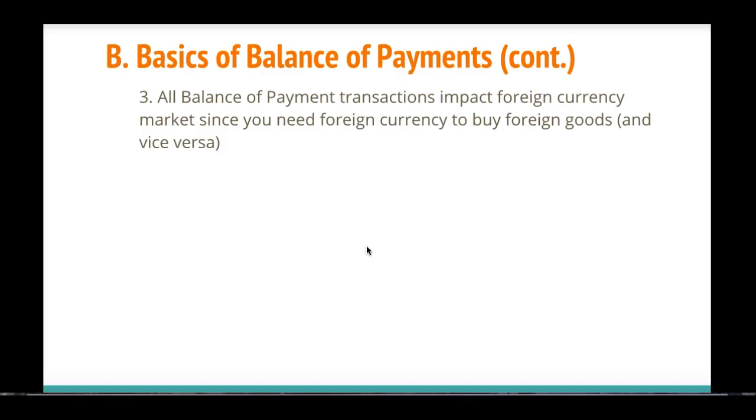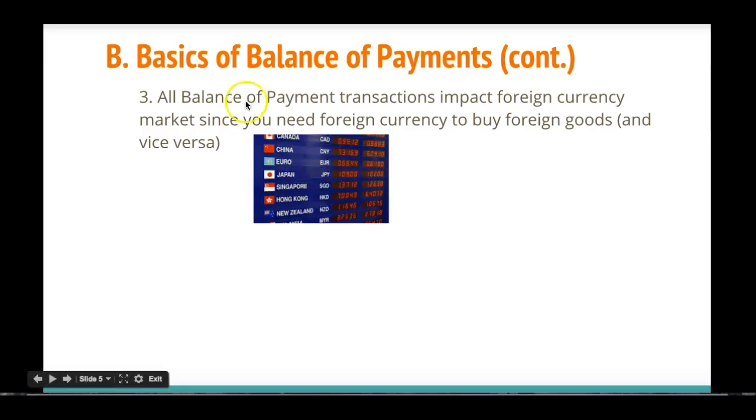since you do need foreign currency to be able to buy foreign goods, and vice versa, meaning that in order to sell foreign goods, they also need to get involved in the currency exchange. So this is going to impact the foreign currency market, and we'll talk more about the foreign currency market in our next video.